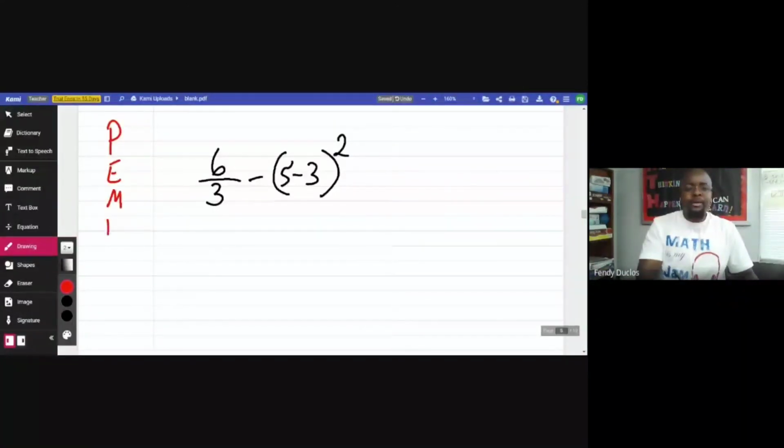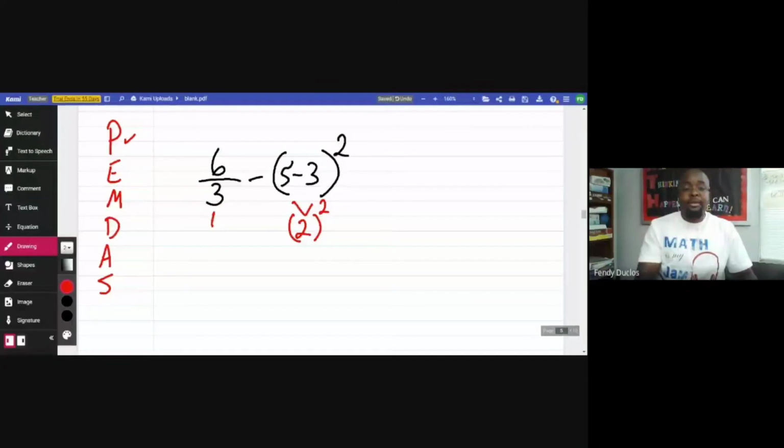And I'm just going to follow this every single time and watch me get it right every single time. And you can too. So I do have parentheses. So I'm going to do what's inside first. 5 minus 3, you got it. That equals 2. And so that is going to be 2 squared.